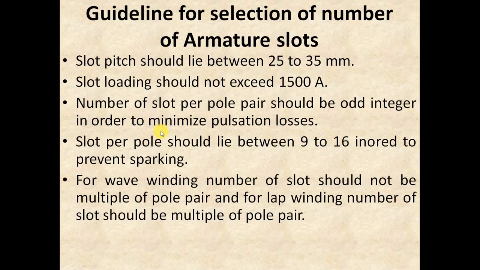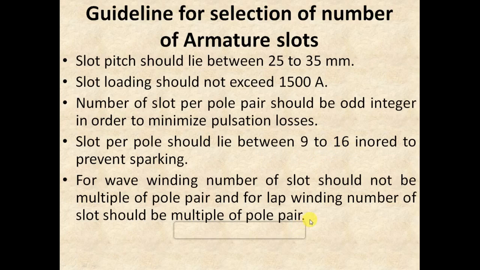As mentioned before, the number of slots per pole pair should be an odd integer in order to minimize the pulsation loss. We have clearly explained it by saying that the number of slots per pole shoe must be an integer plus half. Next, for the case of sparkless commutation, it must be ensured that the slots per pole should lie between 9 to 16.